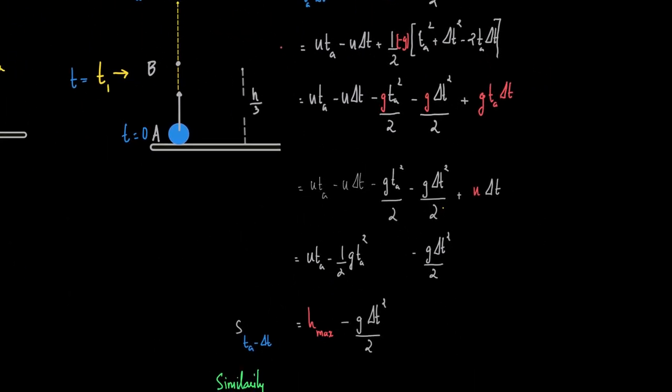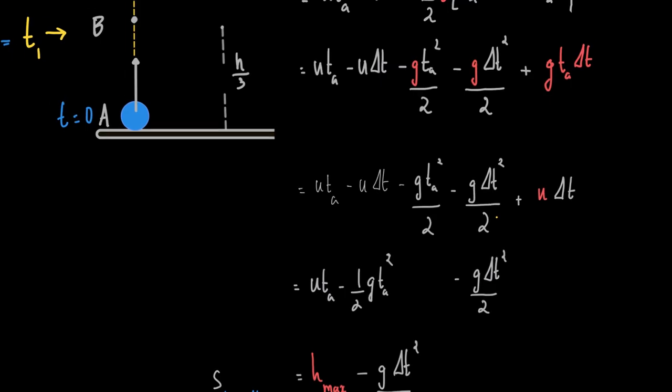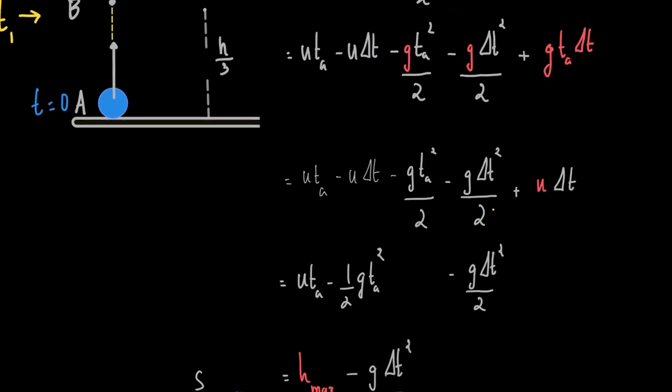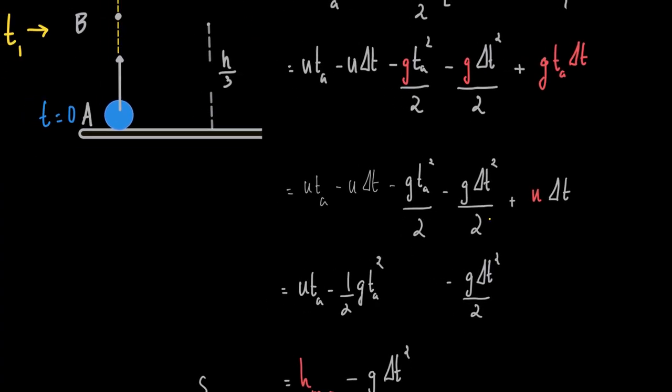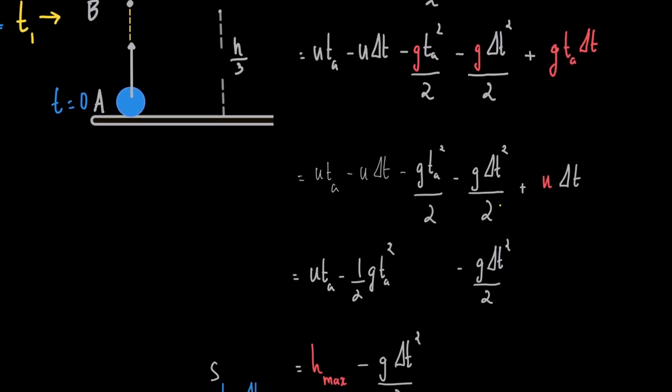Now, what do we do with this expression? This is a bit algebraically complex. So we have minus g t_a squared by 2, minus g delta t squared by 2, plus g t_a delta t. What is g t_a?